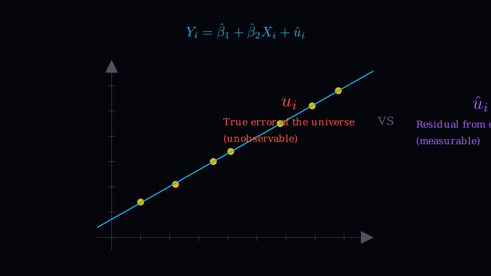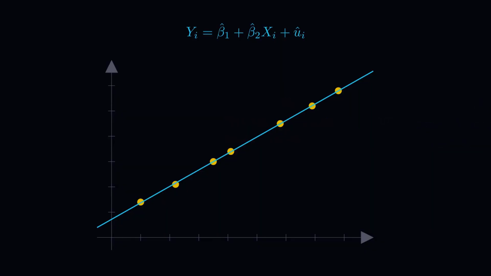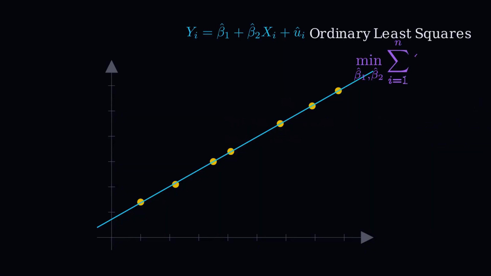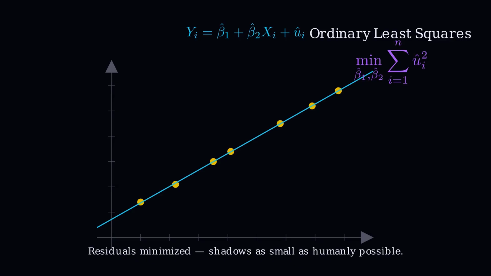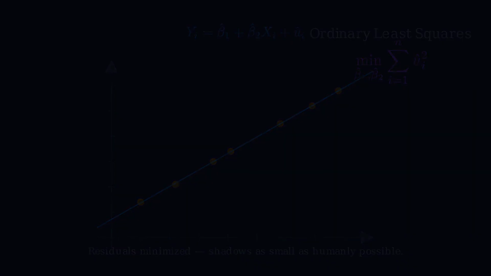The entire goal of econometrics, using the famous method of ordinary least squares, is to draw our line so that these residuals, these shadows left behind, are as small as humanly possible. We cannot know the absolute truth, but we can draw the best possible shadow.